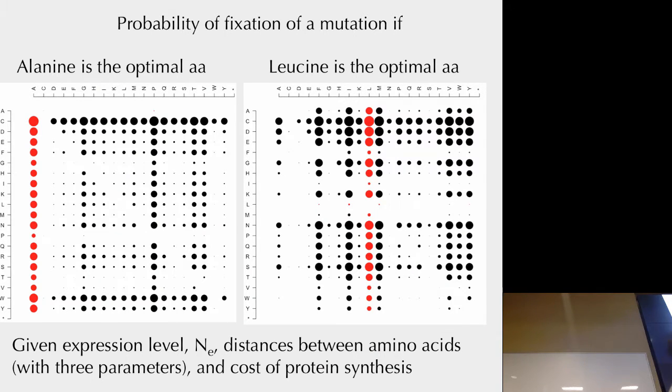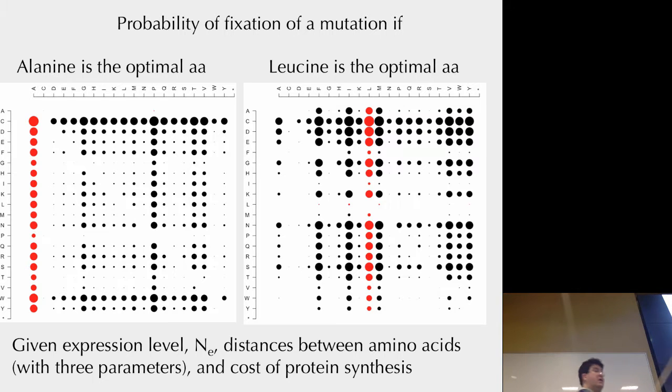So we have probability of fixation. If I have the new codon, what's the chance of it actually being selected and maybe reaching fixation in my population? It varies depending on what the optimal amino acid is. If I want an alanine, I have a better chance of picking amino acids that are nearby alanine in distance, and a lower chance of picking ones very different from it. Whereas if leucine is the optimal one, then I have a higher chance of going from isoleucine. So depending on which amino acid is optimal, I get a different probability of accepting these changes.